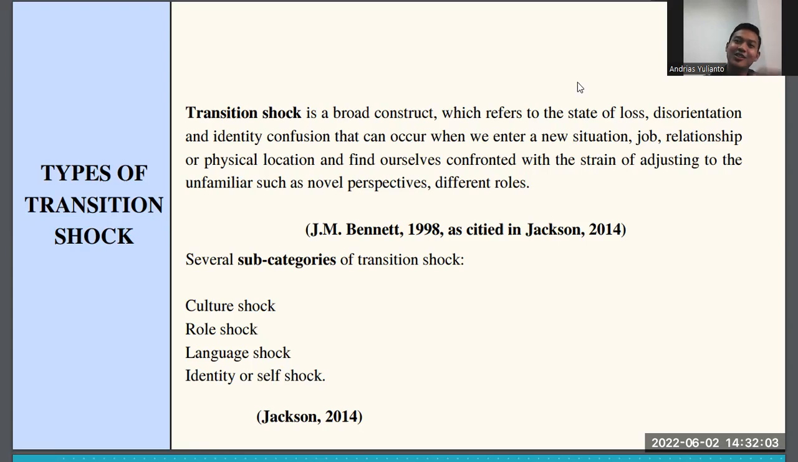In a new job, for example, in an unfamiliar country, it can be very stressful to discover that the relationship between employer and employee is much more formal, or maybe in some countries less formal. So it's very different.